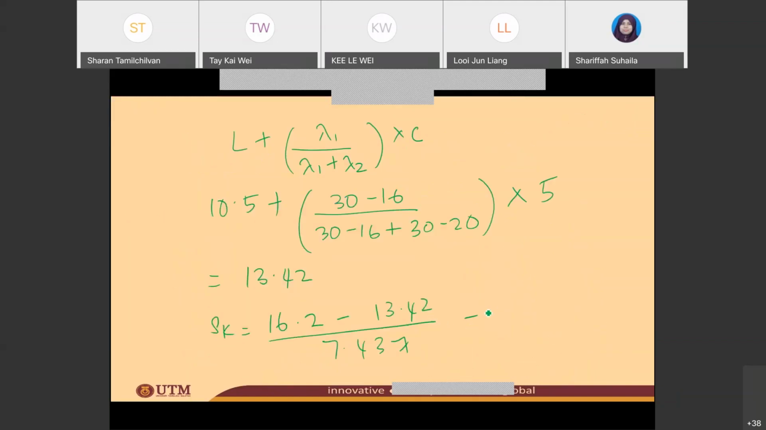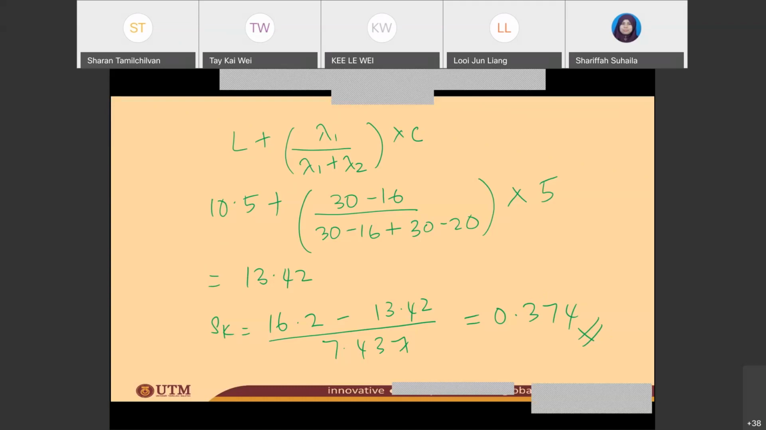So you get the value. In here, you have positive skewness. So you have 2.78 divided by 7.437, which is 0.374. So this one is positively skewed.